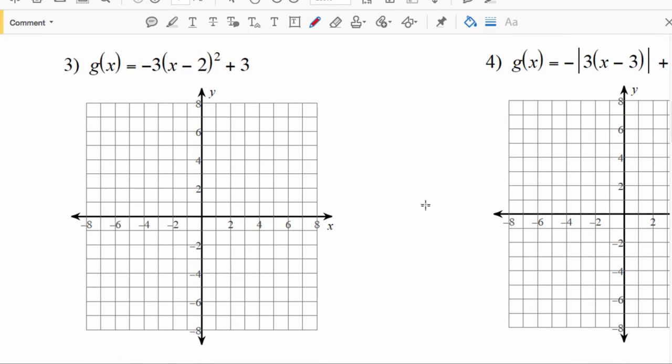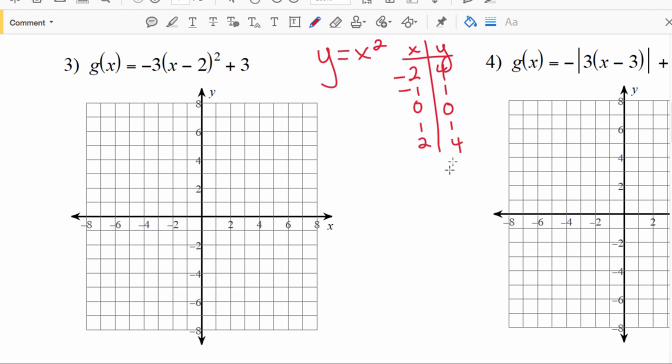Now let's go ahead and do 3. The parent function for 3 is y equals x squared, and the table for x squared goes from -2 to 2, and when you square all of these numbers, you get this. And let's see what our graph is doing. It's moving up 3. To the right 2.